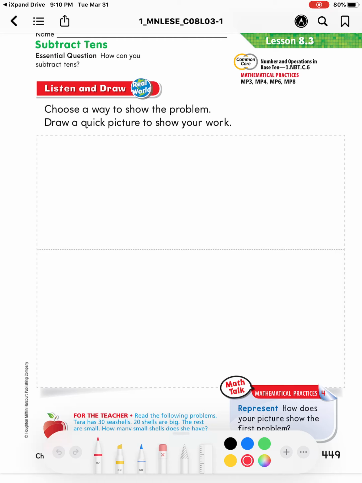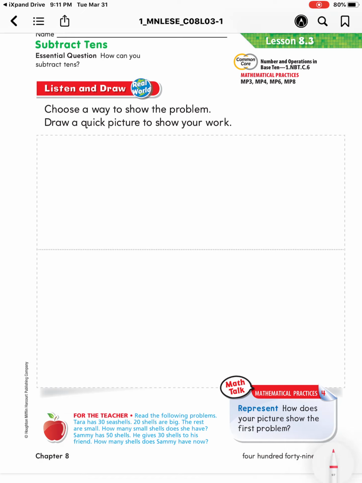Today we are going to take lesson 8.3, Subtract tens. Yesterday we took lesson 8.2, which was about add tens. Today we are going to subtract tens. Now, let's start our lesson, page 449.